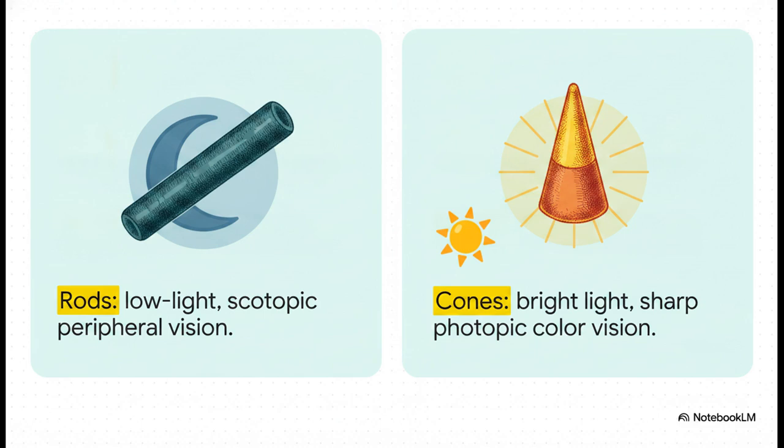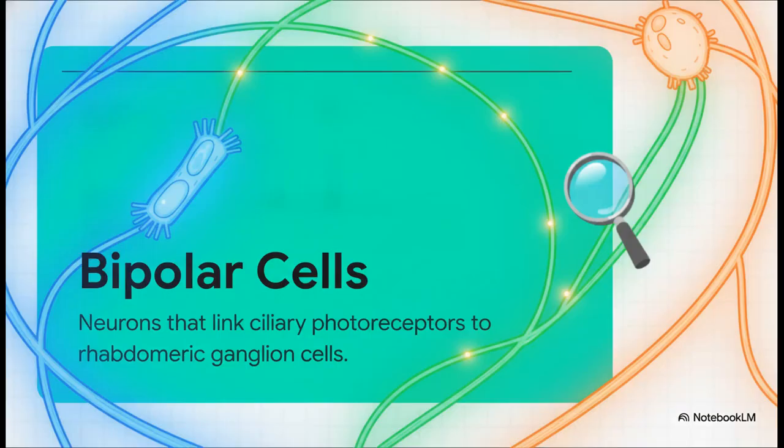And here's the crazy part. These highly specialized visual cells are the direct descendants of those ancient, non-visual circadian rhythm trackers we talked about earlier. But honestly, the real heroes of this entire story are the bipolar cells hanging out in the inner nuclear layer.